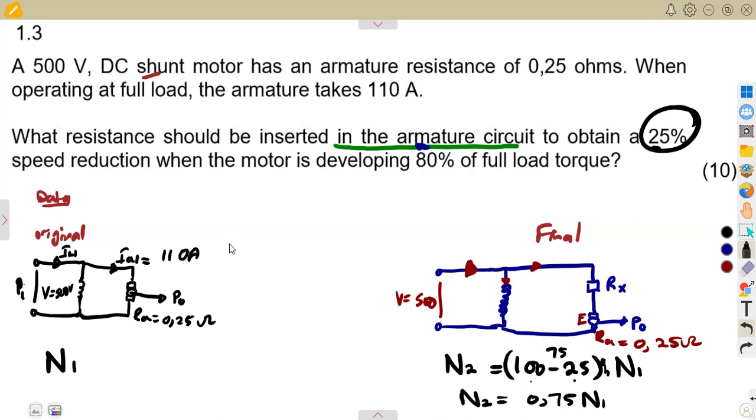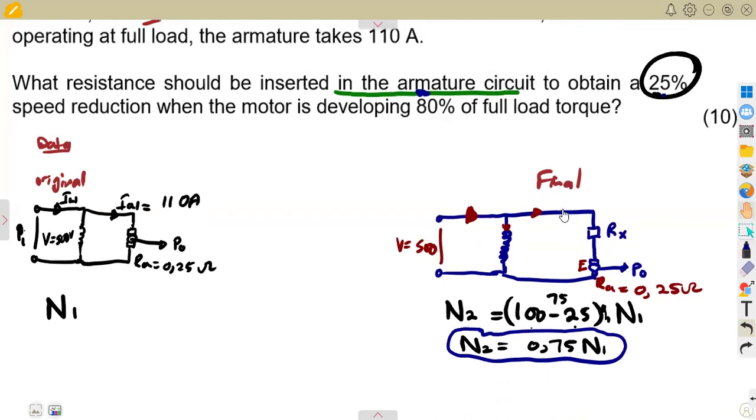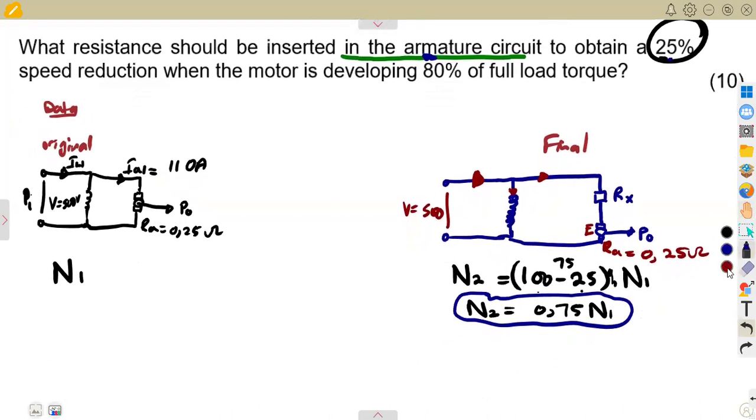So we are given a condition there that you're supposed to use. N2 is equal to 0.75 of N1, because the speed reduced by 25%. All right. When the motor is developing 80% of the torque that we had at full load, we do not know it, it's just T1.